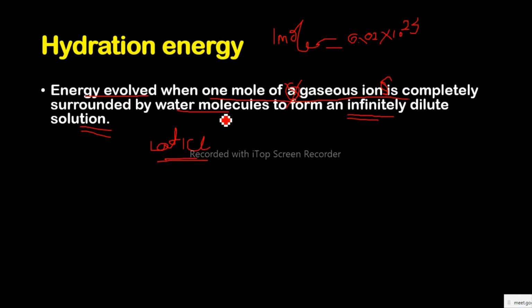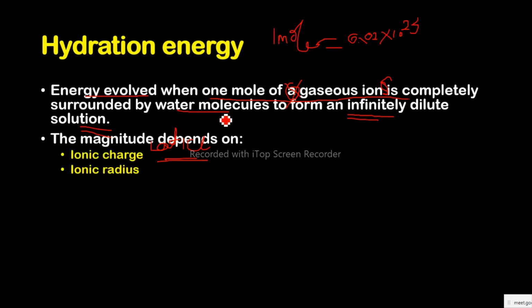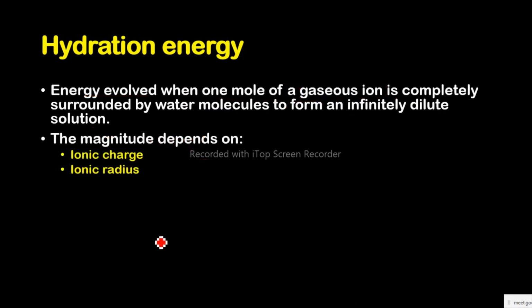So now what are the factors which affect the magnitude of hydration energy? What are the factors which affect the amount of heat that will be evolved when gaseous ions are surrounded by water molecules? Now the magnitude depends on the ionic charge and the ionic radius, but together you can summarize them as charge density. Okay? Now, what does this mean?